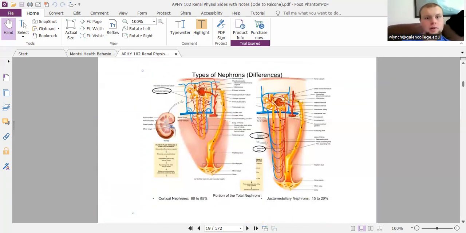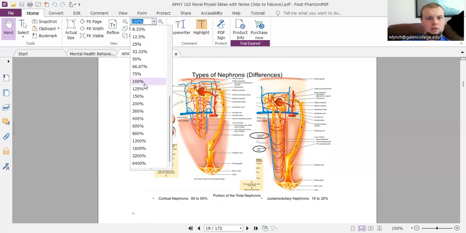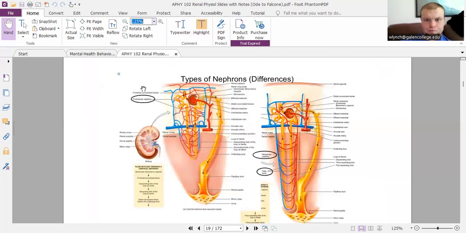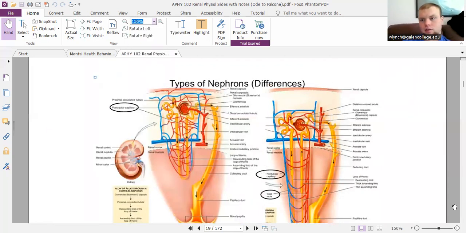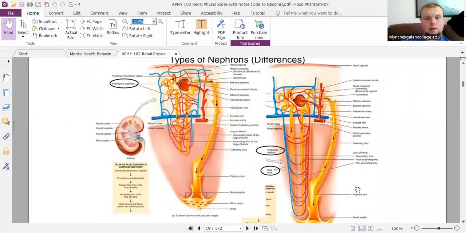Right, here's the differences between our types of nephrons. Again, as I mentioned earlier, we have the cortical nephron and we have the juxtamedullary nephron. Let me zoom this in a little bit. Okay, so let's see if I can take it any further. That's close. Okay. All right, here's our cortical nephron on the left.